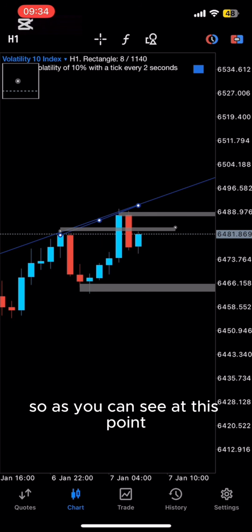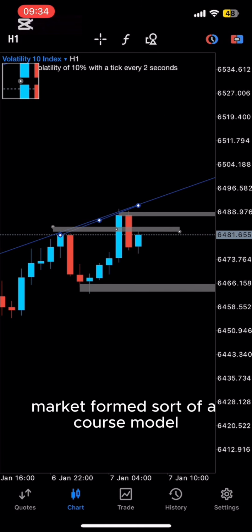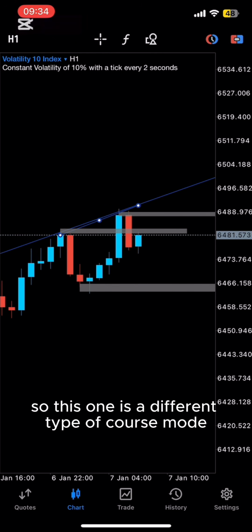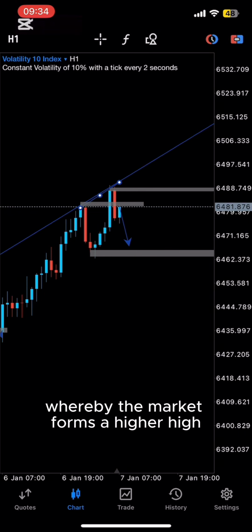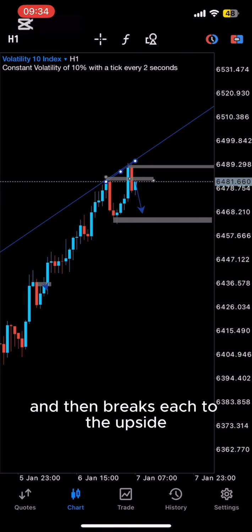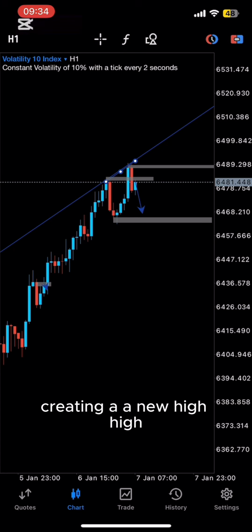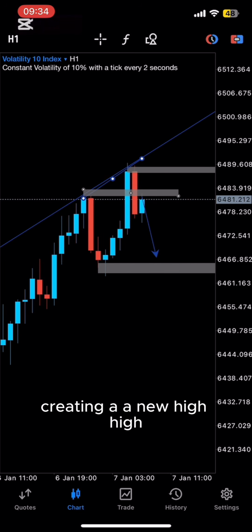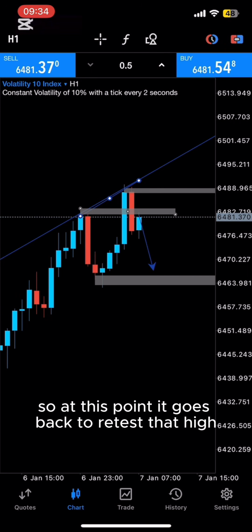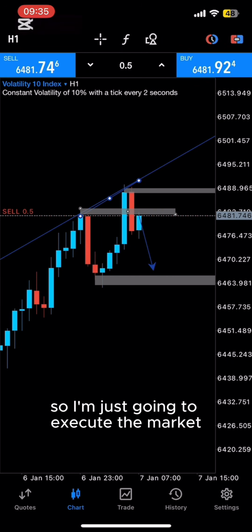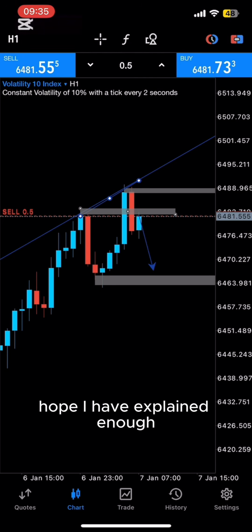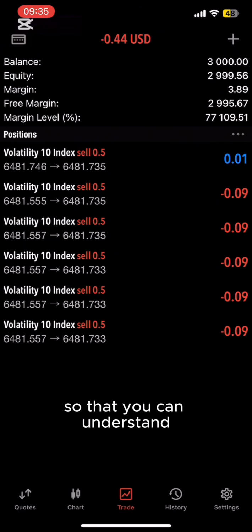As you can see, at this point the market formed sort of a Quasimodo. This one is a different type of Quasimodo, whereby the market forms a higher high and then breaks it to the upside, creating a new higher high. At this point, it goes back to retest that higher high and then continues going down. So I'm just going to execute the market. Hope I have explained enough so that you can understand.